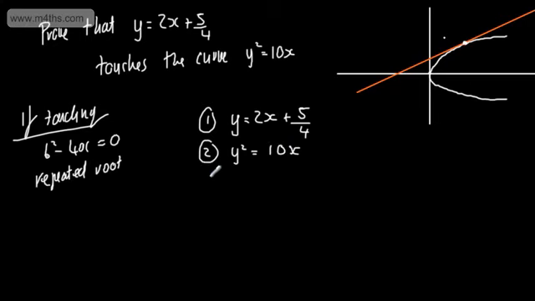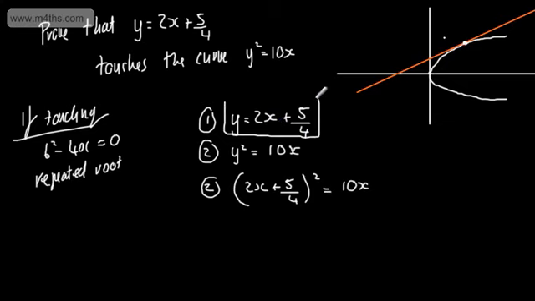Therefore, what I'm going to do is rewrite equation 2 as (2x plus 5 over 4) squared is equal to 10x. All I've done is take my expression for y in terms of x and put it here. If y is equal to 2x plus 5 over 4, then y squared is this quantity right here. So let's go ahead and expand these brackets.